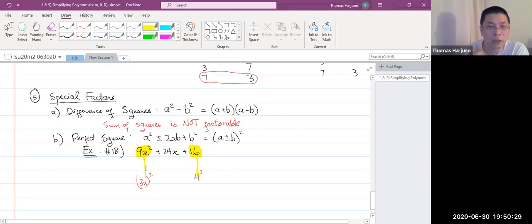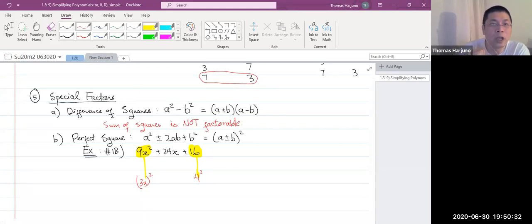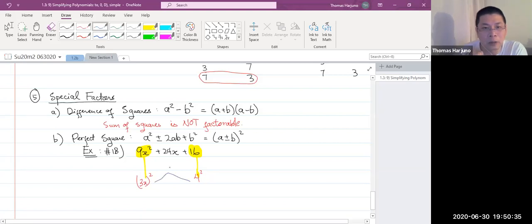Okay, what pattern comes? You take the base from each one of them, and then take the product, 3x times 4. Take the product of the base and double it. Does it match? If it matches, then it is a perfect square. In this case, 2 times 3 times 4 gives me 24, and then with the x, so it matches, right? Now, once it matched, then it must be a perfect square case where the first term is 3x plus the second term is 4 being squared.